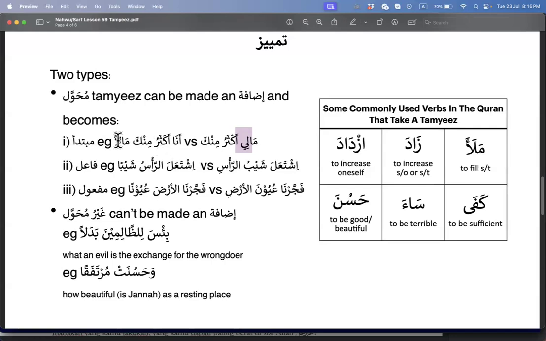Okay, so the tamyiz now becomes the mubtada here. They take ana, because whose wealth are we talking about? Then they make it into idafa. Mali. My wealth is more than yours. Basically, that's the meaning of this part of this ayah. Can understand? Can.